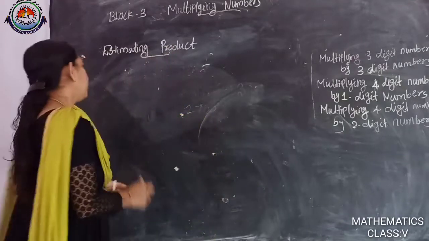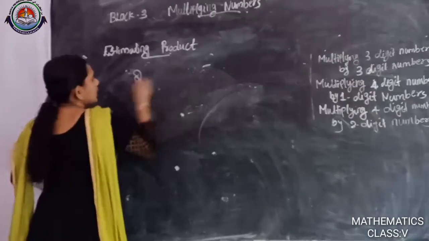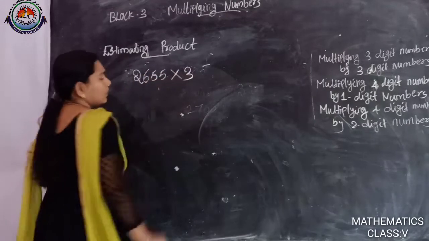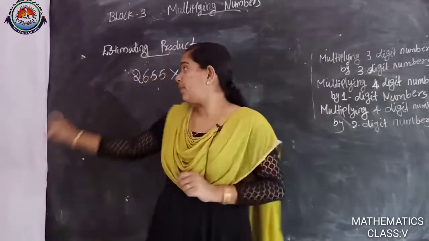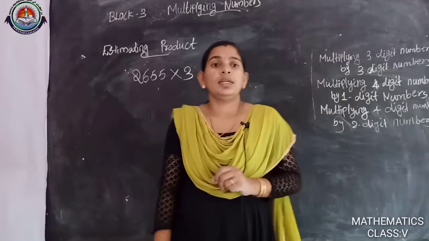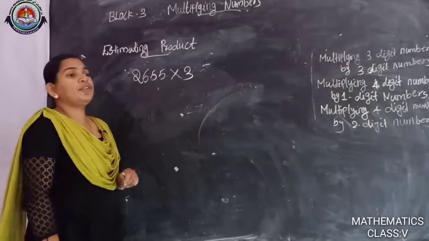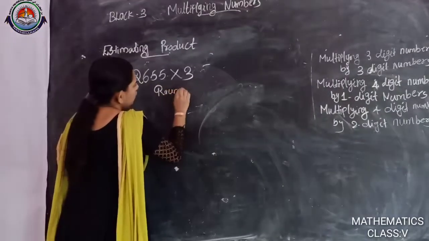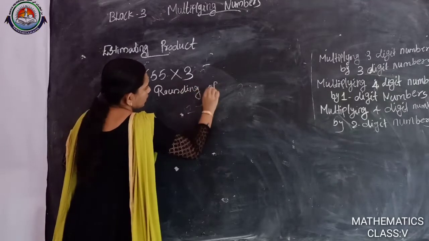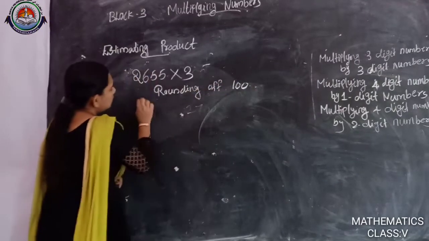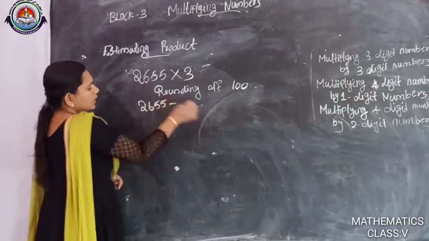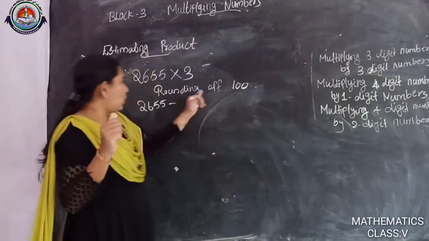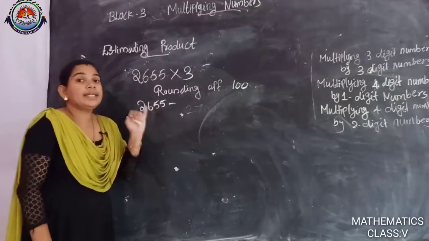Okay, write this question. The same question, 2,655 into 3. First, we want to round off this number. So, 2,655 rounding off to the nearest 100. What is the value? We check the tens place value.